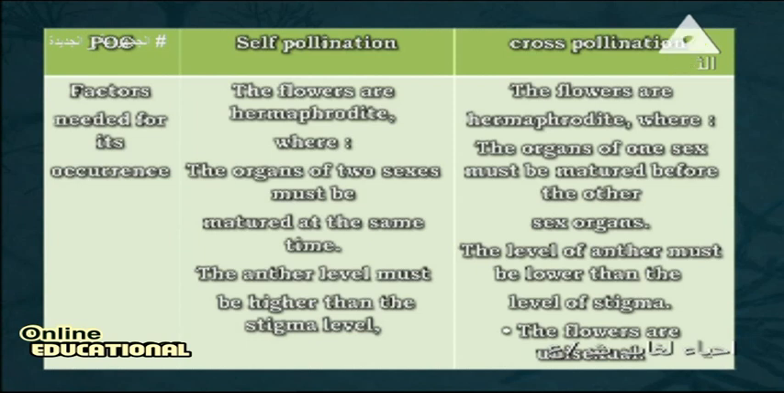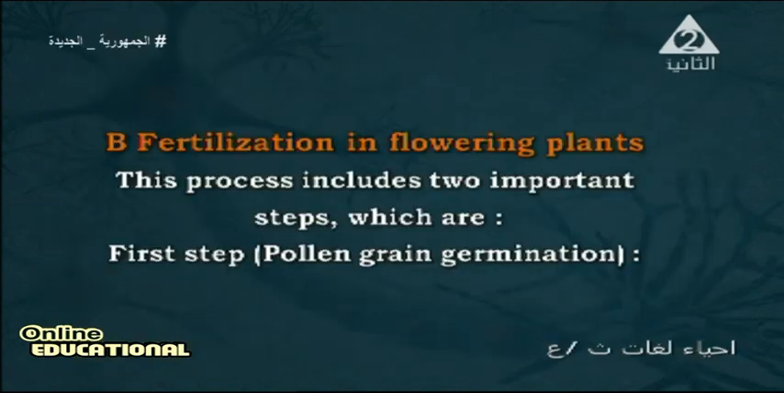What is cross-pollination? Cross-pollination means that the flowers are hermaphrodite, where the organs of one sex must be matured before the other sex organ. The level of the anther must be lower than the level of the stigma. So the flowers are unisexual in cross-pollination.